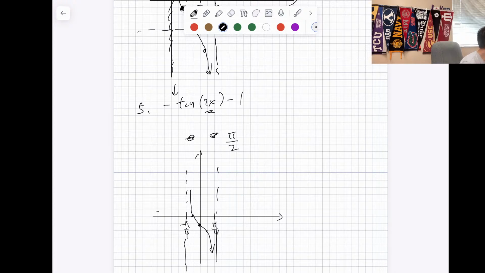Can you just show another example of a tangent graph? Hold on a second. Let me answer Isaac's question. Shouldn't the graph for number 5 be flipped the other way? Tangent is this way, so negative tangent is the other way. It doesn't change the amplitude, no.